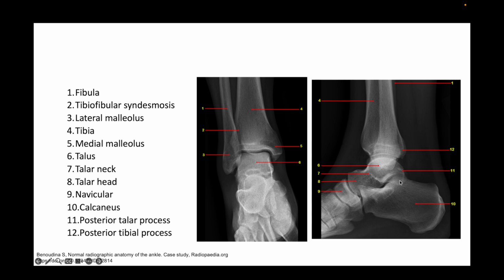11 is the posterior talar process. Sometimes you get a little ossicle here, and that's called your os trigonum. Sometimes this can be elongated, and that's called a Stieda process. The bone that the talus articulates with is the navicular, which is this as well.